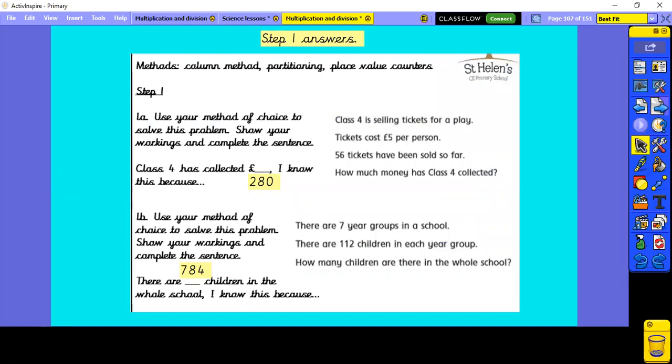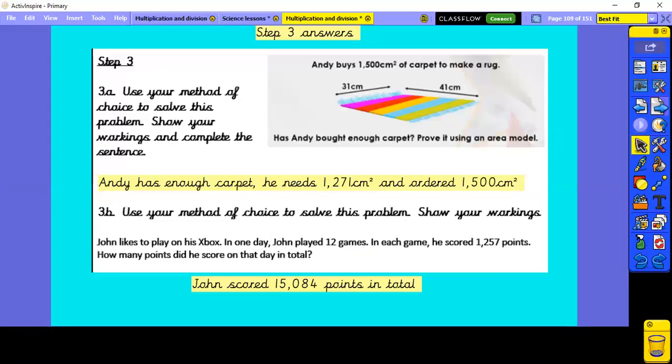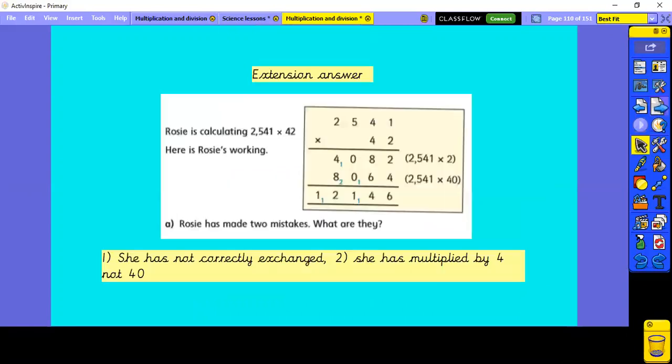Okay, well done everyone for completing your independent work. We now have the step 1 answers on the screen, so you can mark your work in your book. So pause the video and mark your answers. Okay, we now have the step 2 answers on the screen. Again, pause the video and mark your work. Okay, and now we have the step 3 answers on the screen for you to mark your work in your book. So pause the video and do that. And lastly, we have the extension answer on the screen here if you got onto the extension. So pause the video and mark your work.